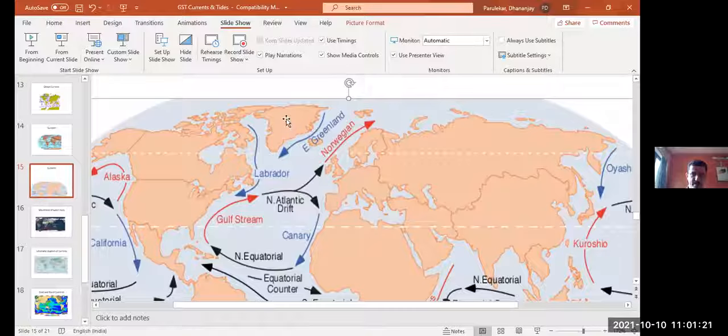And on its left side, the west or port side, make a line coming down, which will be a cold current. And on the right side, the east or starboard side, make a line coming down. Write down: the left one is the Labrador current and the right one is the East Greenland current. Both are cold currents. You can denote that either by blue color, or write cold in brackets: Labrador and East Greenland current.